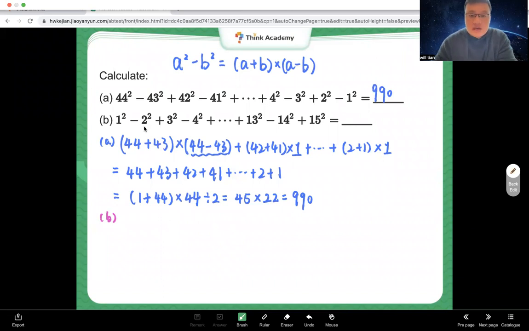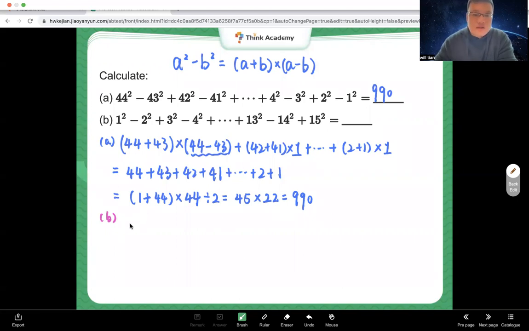So actually you will see that in this question, 1 squared minus 2 squared is going to be a negative number, right? 3 squared minus 4 squared is negative, and they're all negatives, right? But if I change that in some other way, I will get positive. The other way around. Yes, guys, very good.